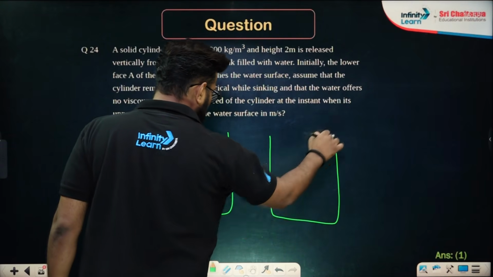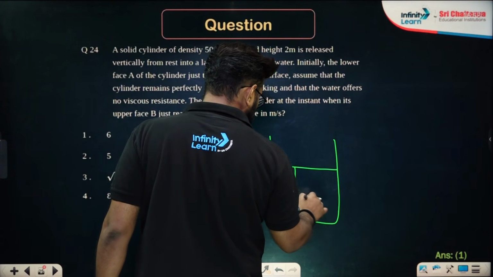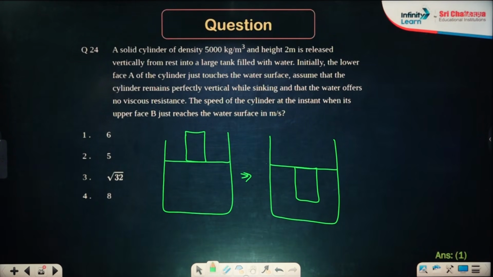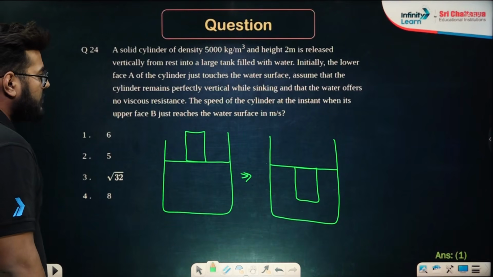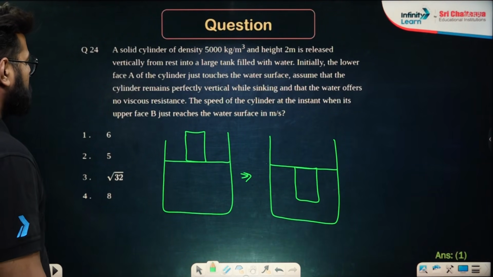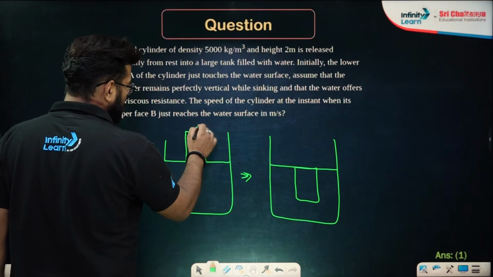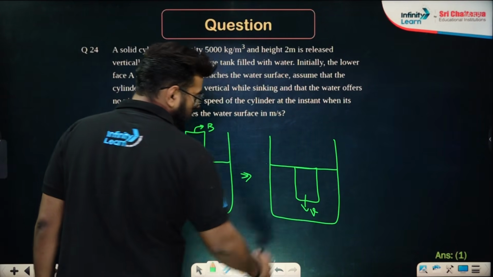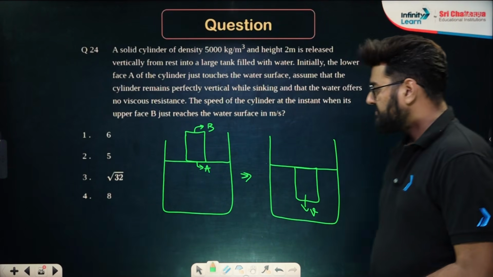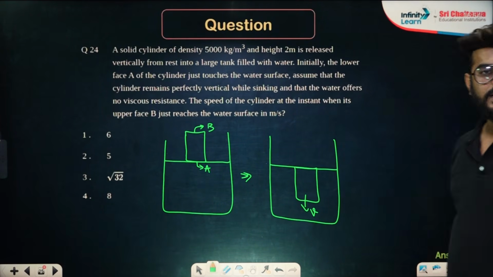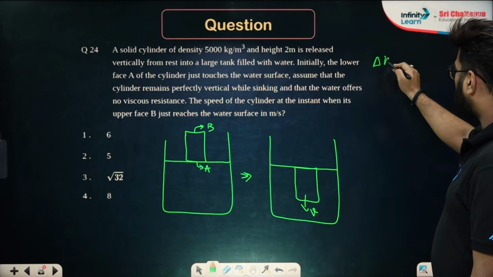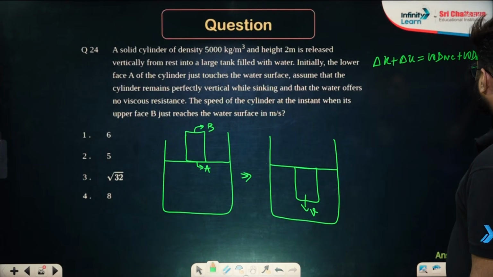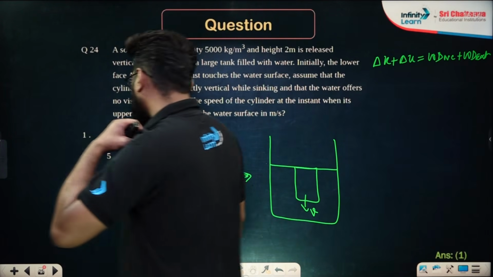Now when it begins to sink, it comes over here, right? The cylinder remains perfectly vertical while sinking and the water offers no viscous resistance. The speed of the cylinder at the instant when its upper face B touches the water surface, in meters per second. That means this is the upper surface B, this is A. So from here to here, they are asking what will be the value of velocity V. Now the point is how to solve it: in this scenario, obviously the potential energy is reducing. So there will be delta K plus delta U equal to work done by non-conservative plus external forces. Okay. Now listen to this carefully.